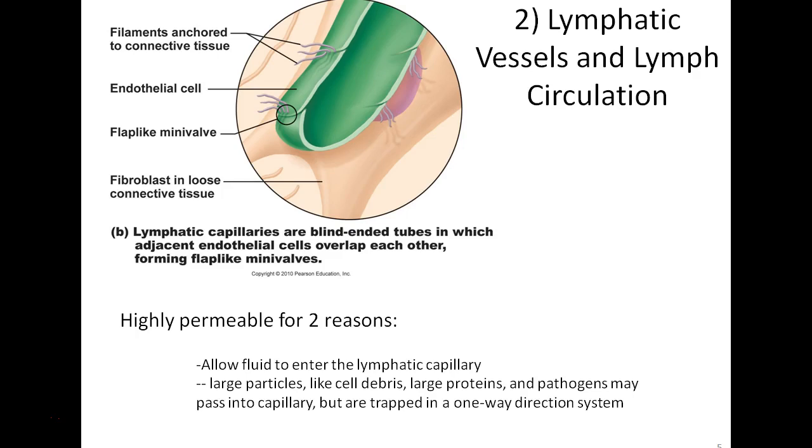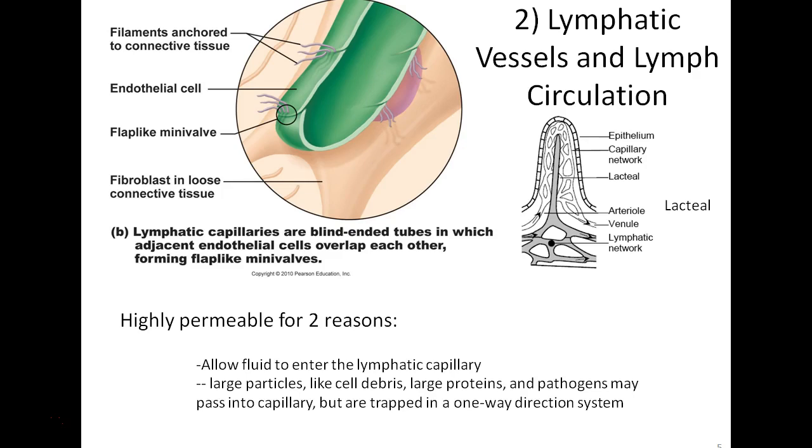One, their permeability allows fluid to enter the lymphatic capillary. So in this diagram above, we see flap-like mini valves that allow fluid to enter. Secondly, large particles like cell debris, large proteins and pathogens may indeed pass into the capillary, but are then trapped into a one-way direction system. And that one-way direction system is going to bring those foreign invaders into the lymph nodes where they get processed. So a good example of a lymphatic vessel is a lacteal in the small intestines.